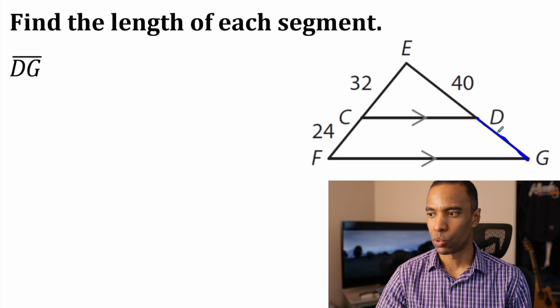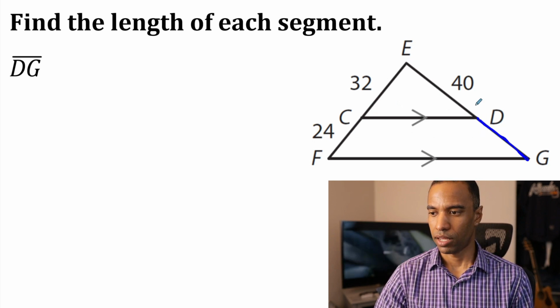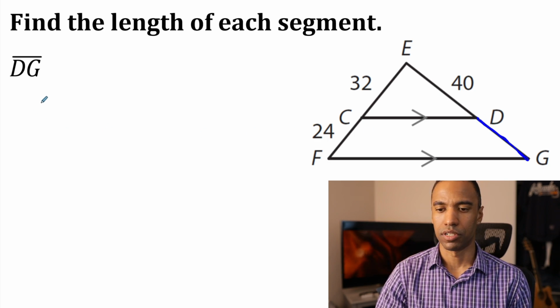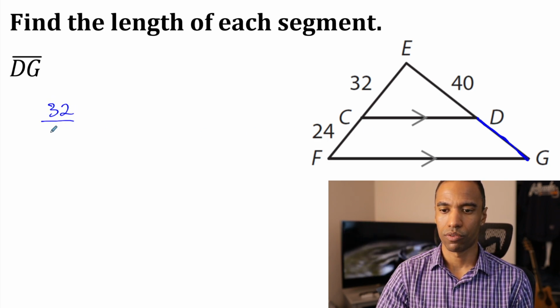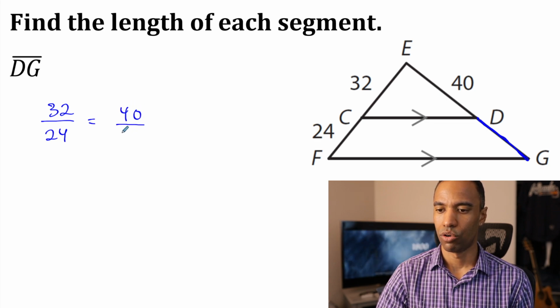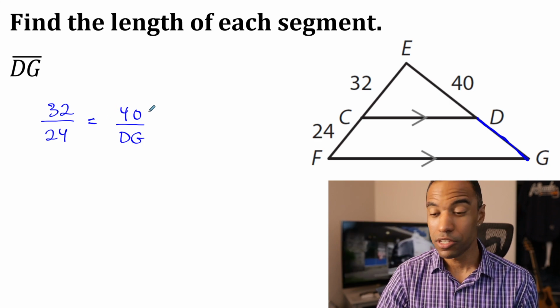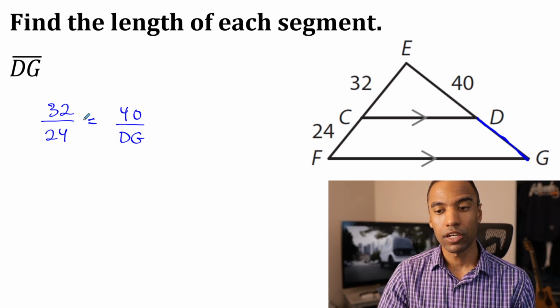Same thing as before. So what will this setup look like here? A over B equals C over D. 32 over 24 equals 40 over DG. DG is delta gamma. That was my sister's sorority. All right, I could cross multiply right here.